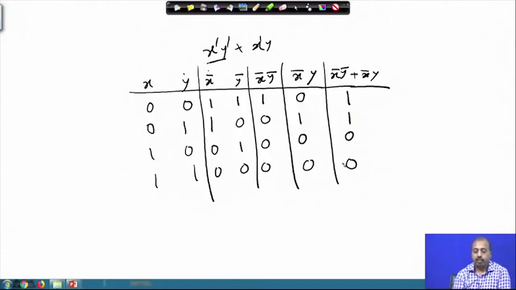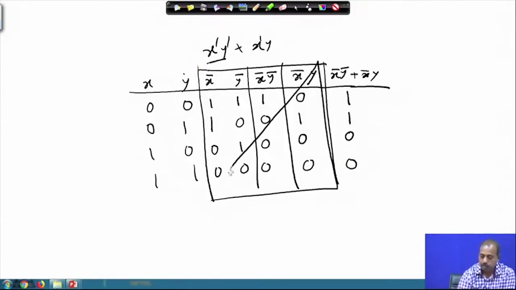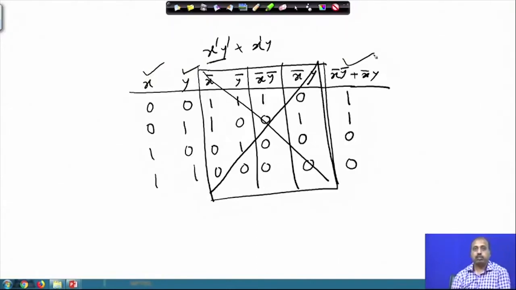So, ultimately, you can forego this part of the truth table. You can say that my truth table is this column and this column, so these 3 columns. We have done the rest for our understanding, but that does not constitute the truth table.